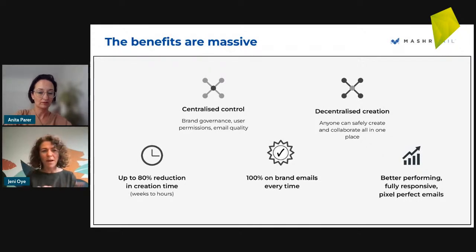But what that enables you to do is actually decentralize the creation of emails. So you might be headquartered in Australia, but you might have a Tokyo office and a Belgian office. And using Mail, someone in the Tokyo office can build an email in Japanese, send it to their local constituents, but safely on brand using the tool. And the Belgian office can do the same.